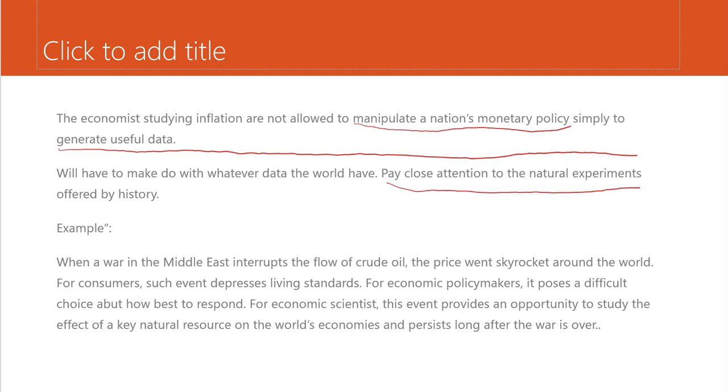Okay, so for example here, when the war in the Middle East interrupts the flow of crude oil, the price skyrockets around the world. So, why? War in the Middle East. What is the relationship between war in the Middle East and crude oil? Because the Middle East has many telaga minyak. Dia one of the negara yang produce minyak.